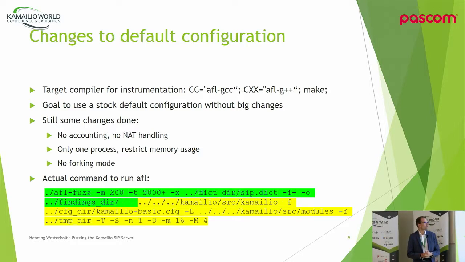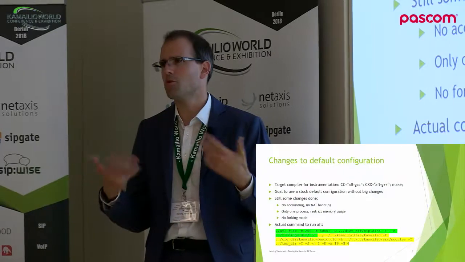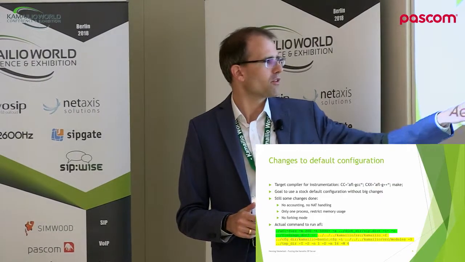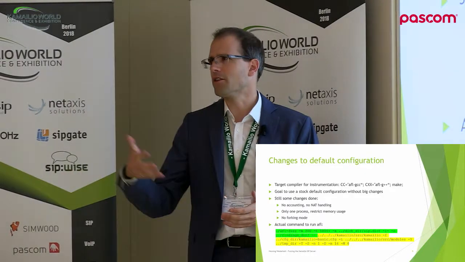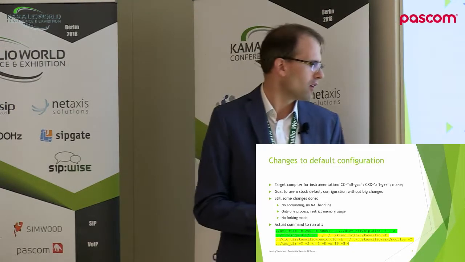Again, you need to start just one Kamailio process. This is something you also need to specify in the configuration with the number of children. And you want to restrict the memory usage because the memory needs to be allocated millions of times. And of course, then you need to give the no-forking mode so that you can actually feed messages to the standard input and get the result on the standard output. This is another change I need to do. And then, you're set basically.